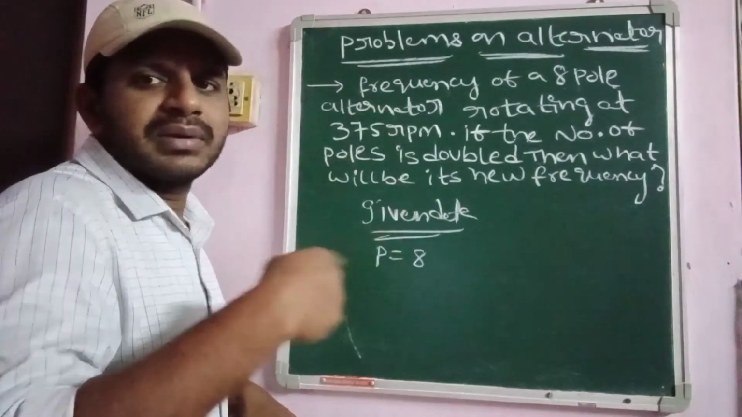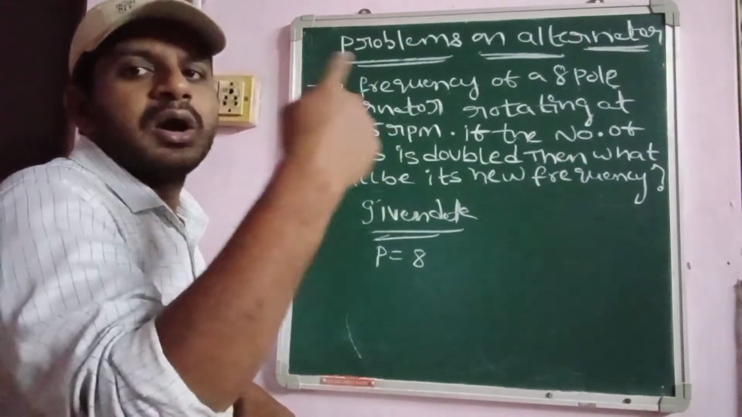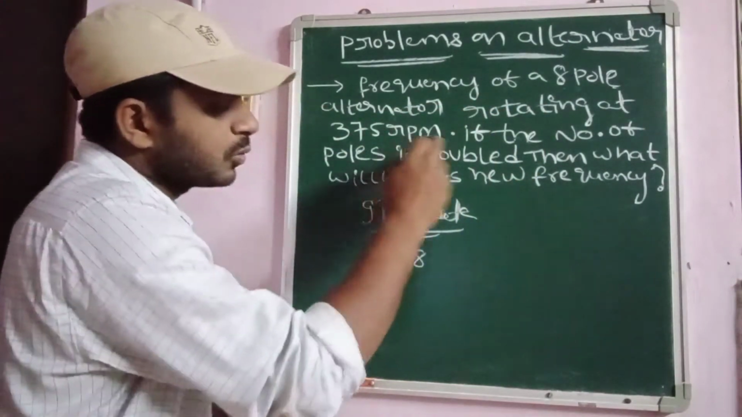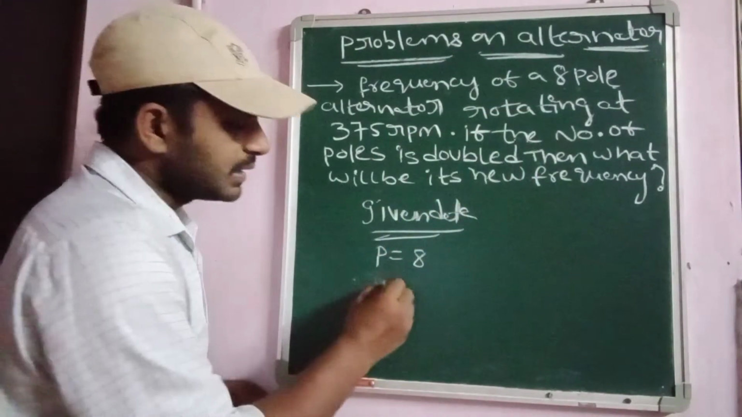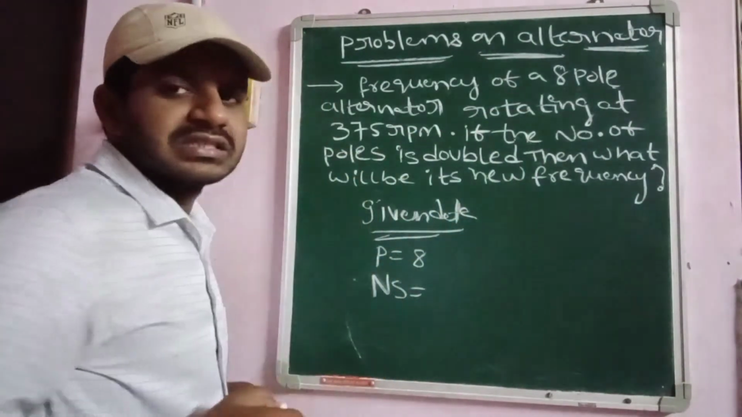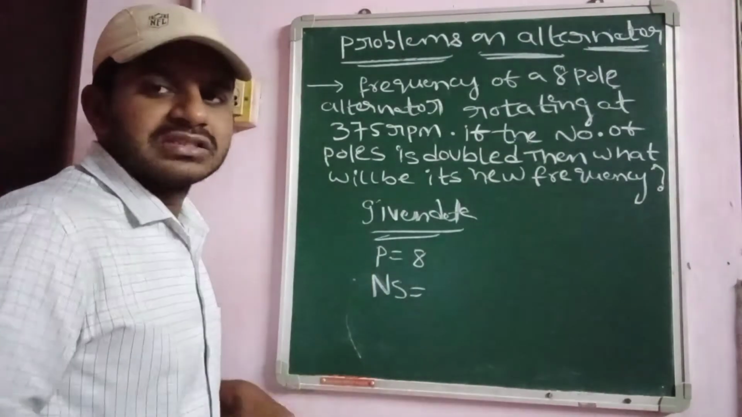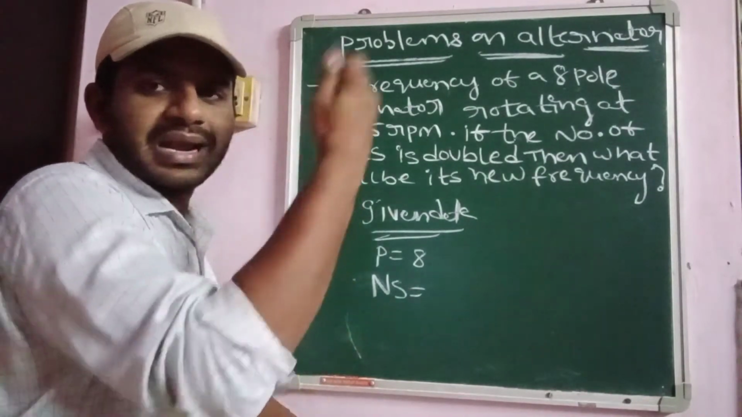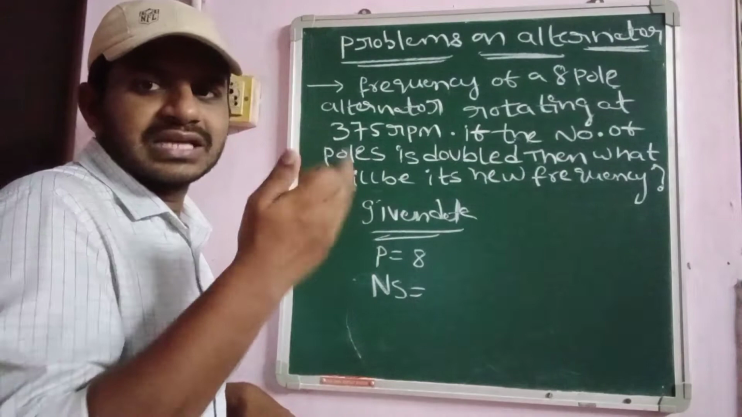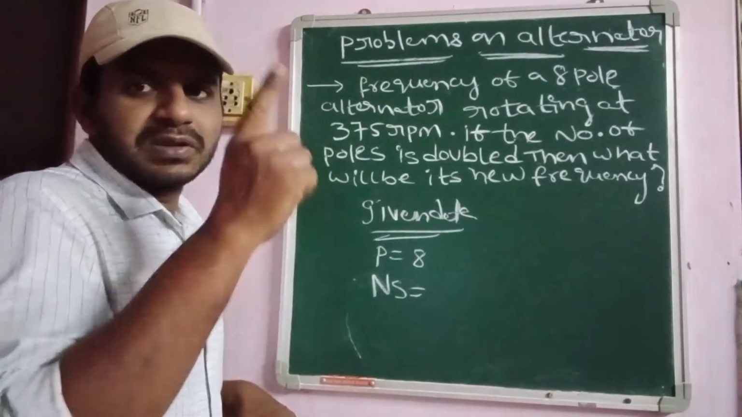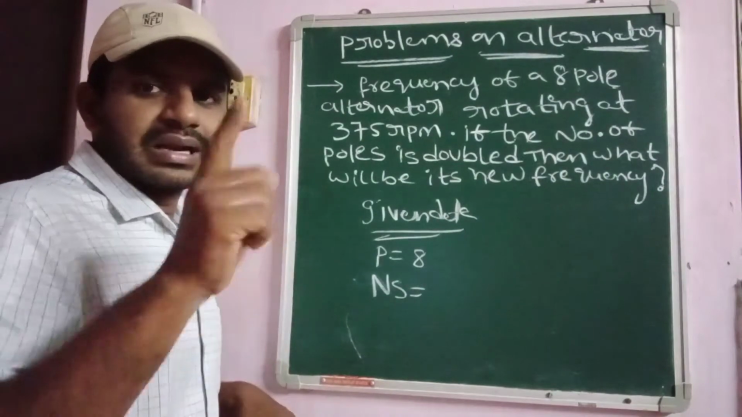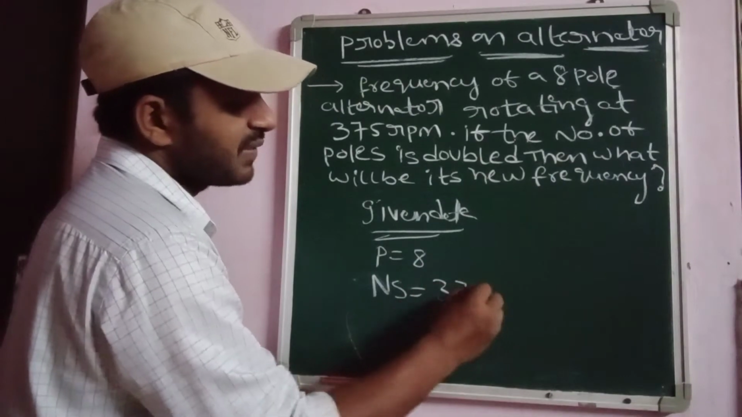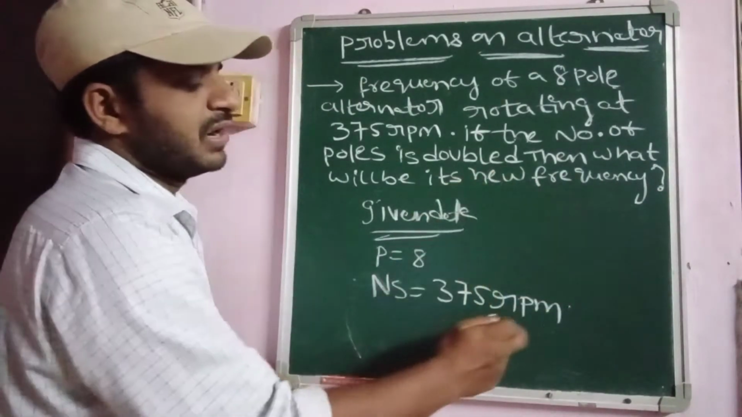Per minute the alternator rotates 375 revolutions. This rotation speed in rpm, we indicate with Ns. So here Ns is simply the synchronous speed. Because we have already learned the synchronous speed topic in the case of the synchronous generator. If you have any doubt, please go through the previous session classes, you can understand clearly. Here Ns is equal to 375 rpm, revolutions per minute.